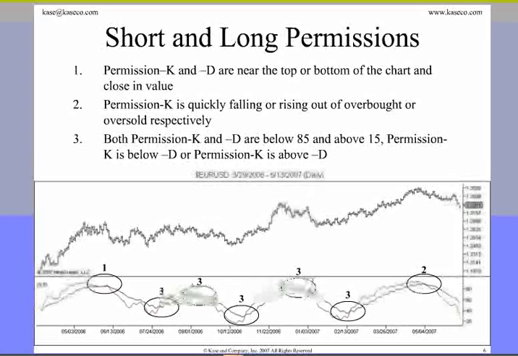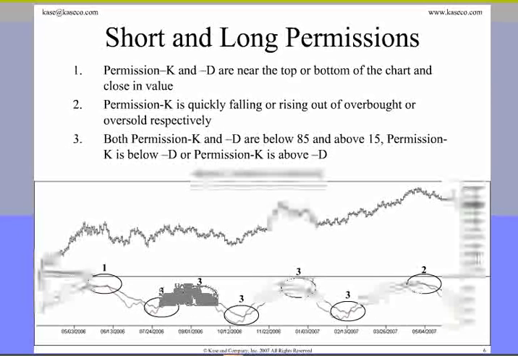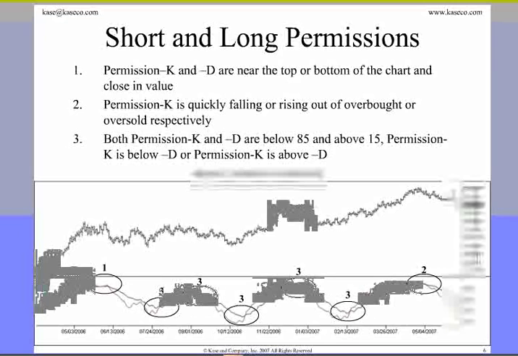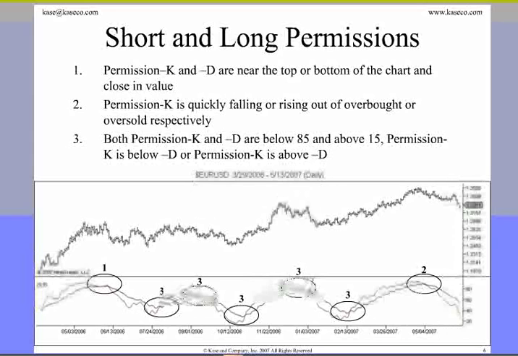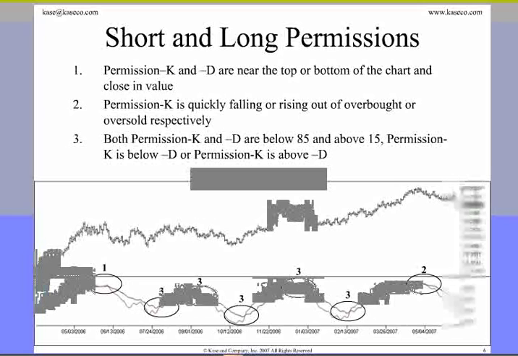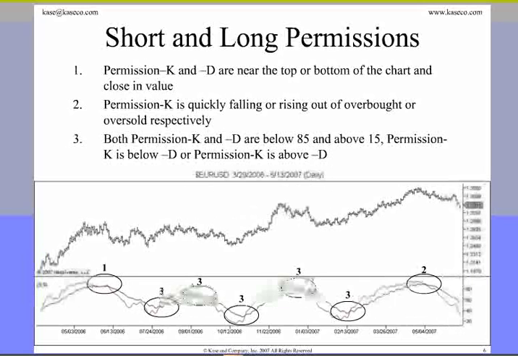If the permission K is quickly falling or rising out of an overbought or oversold condition, and the crossover occurs, you'll get a permission long or short. So on the right of the screen, we can see a number 2, and there's a permission short there as it comes out of overbought territory above the 85% area. It's coming down very quickly. And then the third case, if both the permission K and the permission D are below 85 and above 15, neither overbought nor oversold, when the permission K is below the D, it's permission short. If the permission K is above the D, it's permission long.